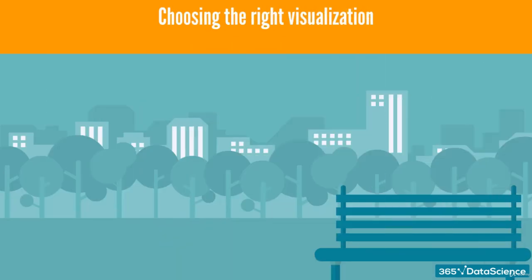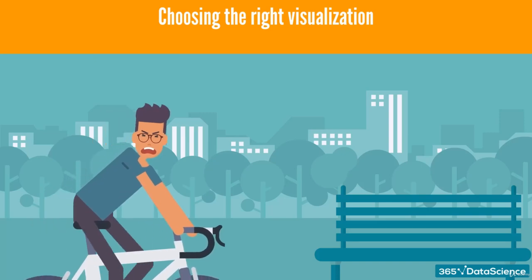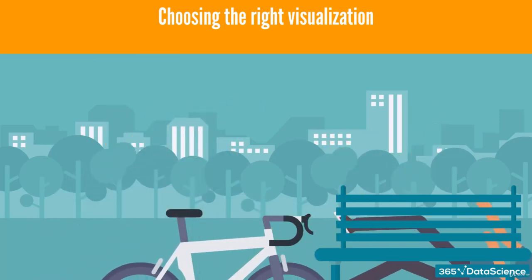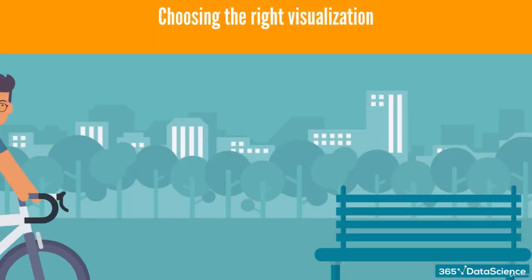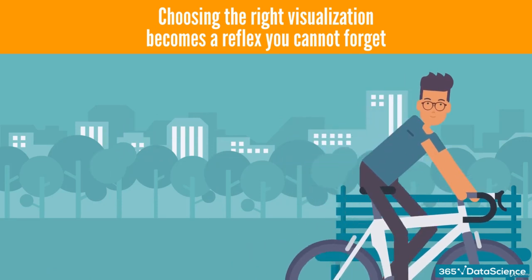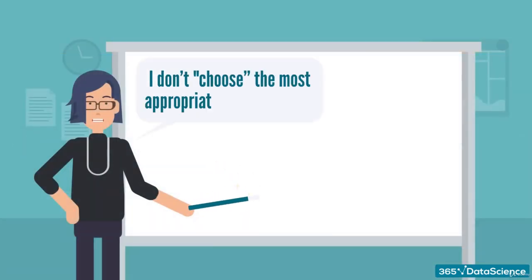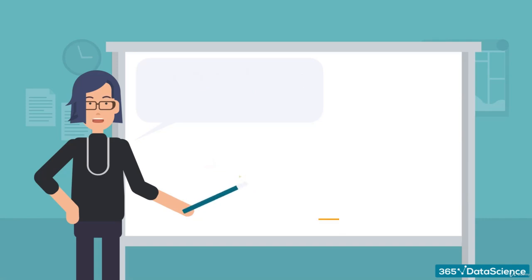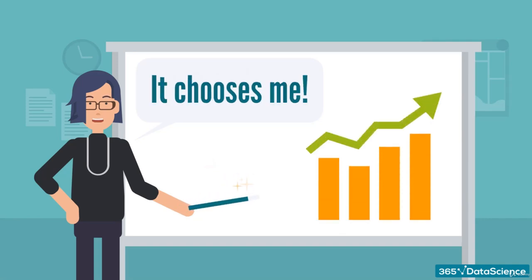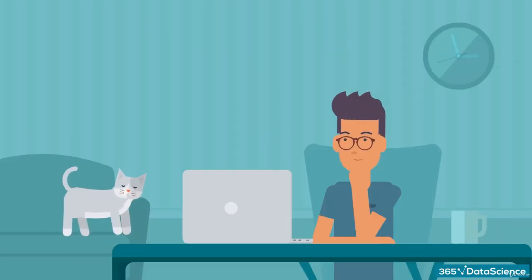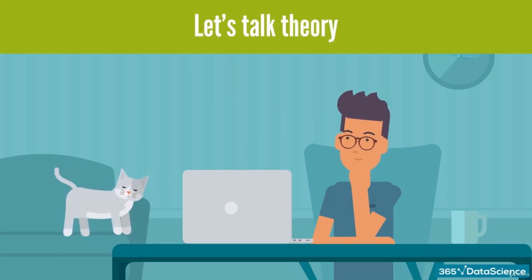Choosing the right visualization is like riding a bike. It looks like an insurmountable task in the beginning, but once you get comfortable, it becomes a reflex you cannot forget. I like to say that I don't choose the most appropriate chart anymore. The most appropriate chart chooses me. By the end of this course, you'll be able to say the same, I hope. But before we develop that data viz muscle memory, let's talk theory.